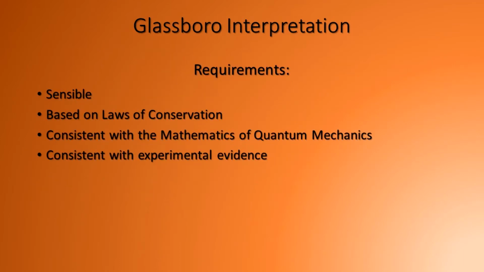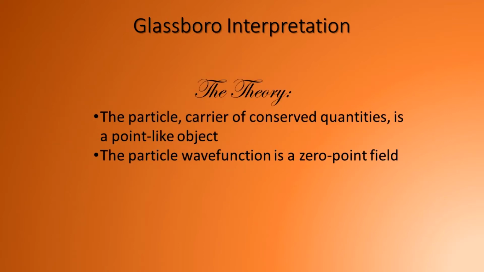Using the current knowledge about zero-point fields, we're presenting our answer to the paradoxes presented before with the Glassboro interpretation of quantum mechanics. To begin, our requirements are for it to be sensible, to be based on conservation laws, to be consistent with the math of quantum mechanics, and to be consistent with experimental evidence. Our theory declares that the particle, carrier of the conserved quantities, is a point-like object. The wave function for the particle is a zero-point field.